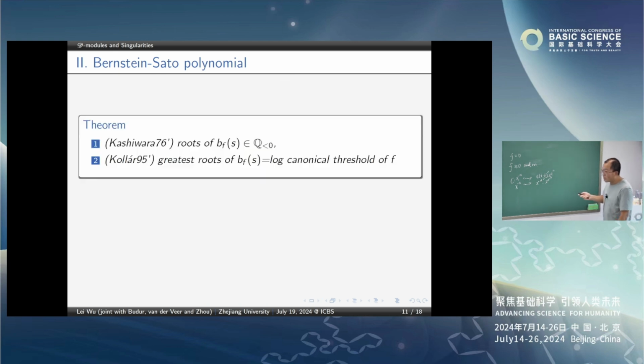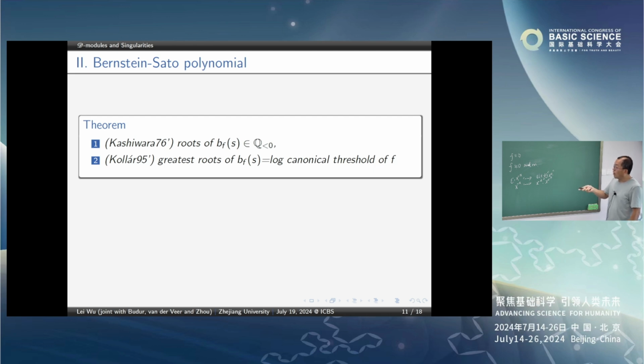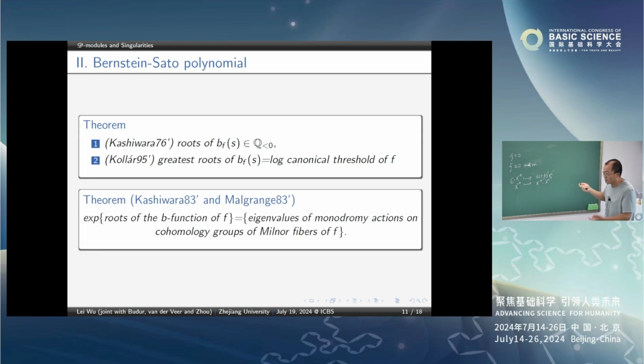Okay, so Kashiwara, a great mathematician, proved more than 50 years ago that the roots of a BFS are all negative rational numbers. Then Kollár studied this from a birational geometric point of view, and proved that the largest root of the BFS is actually the log canonical threshold of F, whatever it is, because it's not so relevant in this talk.